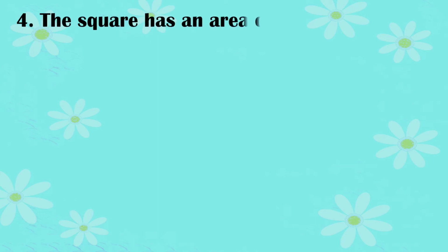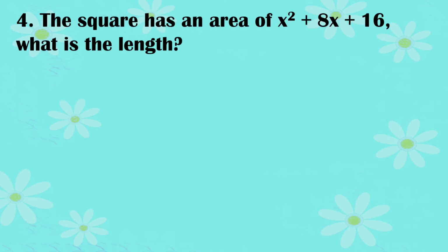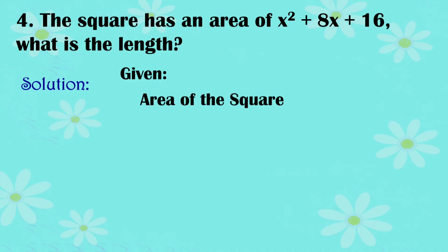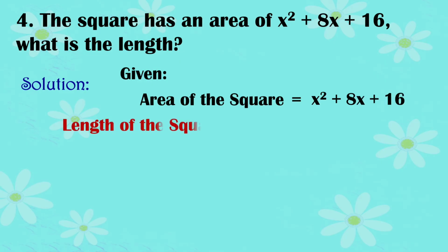So, let's have number 4. The square has an area of x squared plus 8x plus 16. So, what is the length? Solution. So, ang given natin, area of the square is equals to x squared plus 8x plus 16, and we're looking for the length of the square. So, ang formula na gagamitin natin ay A equals S squared, where A stands for the area and S stands for the length.